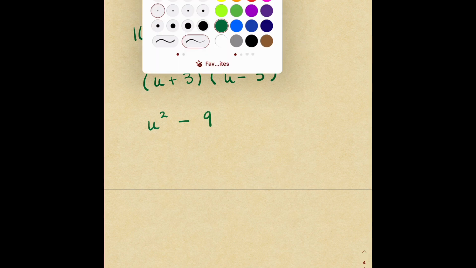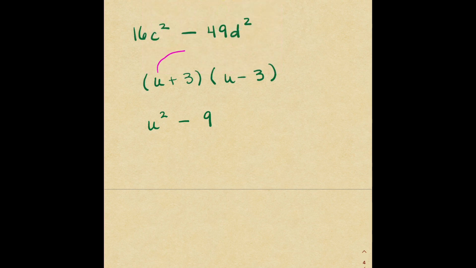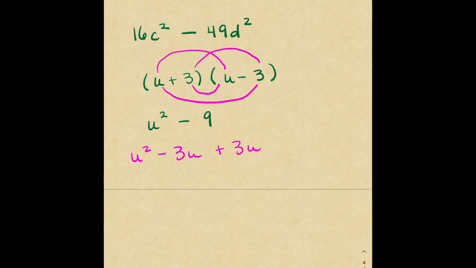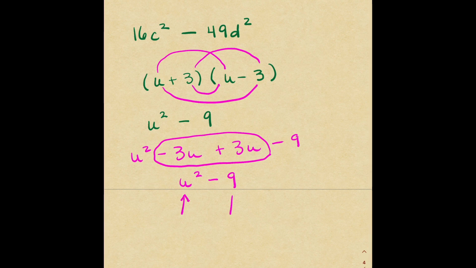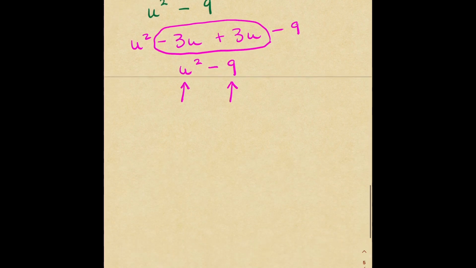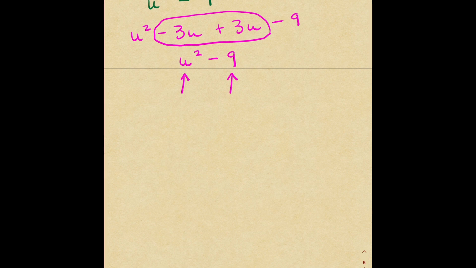And again, just going to back that up for you by showing you FOIL. U times u is u squared. U times negative 3 is minus 3u. 3 times u is plus 3u. And 3 times negative 3 is minus 9. So notice what's happening here. That makes 0, and I just have u squared minus 9. What I'm going to want to be recognizing is u is squared, and 9 is a square. It is 3 squared.